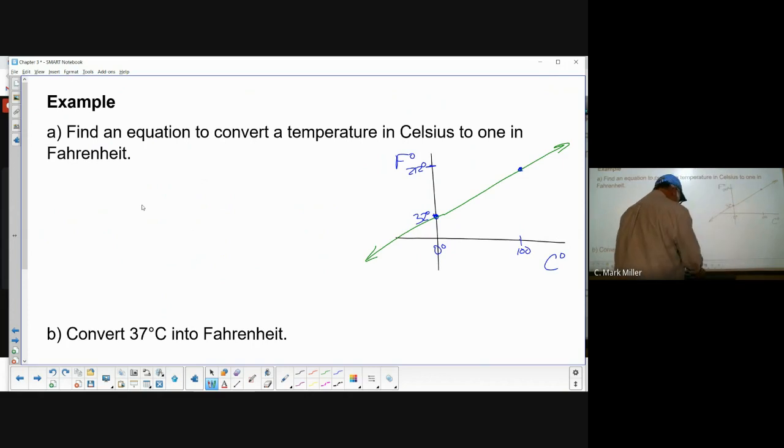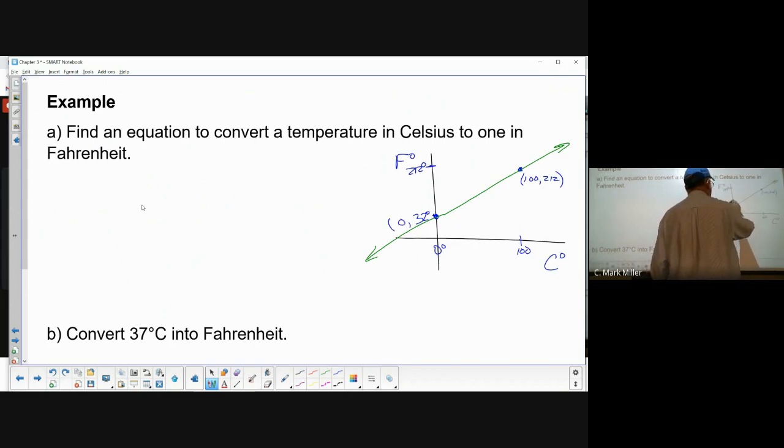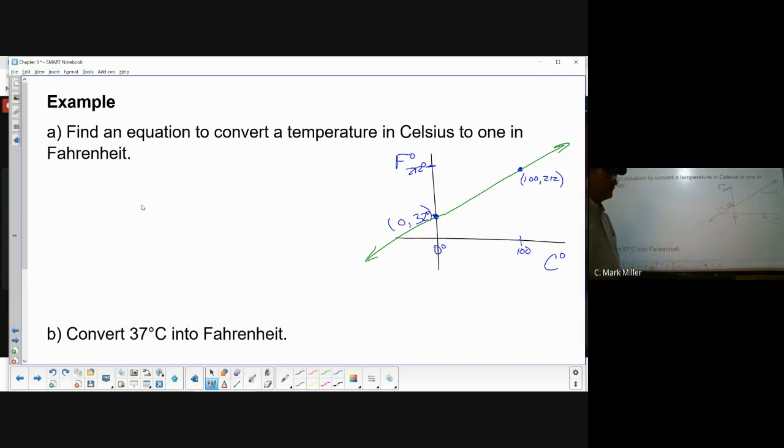So we have 2 points on a line. This now is like the very first problem we did. We have 2 points on the line. Find the equation. This point right here is the point (100, 212). This is the point (0, 32). Find the line that goes through that.